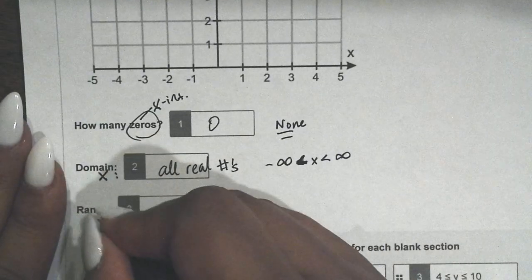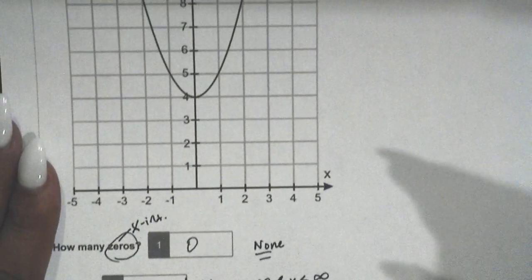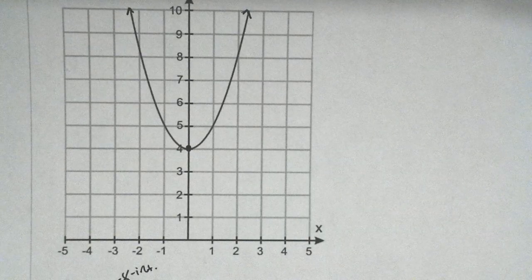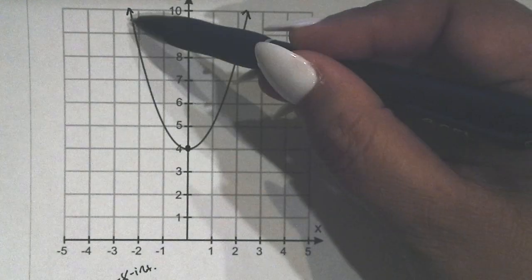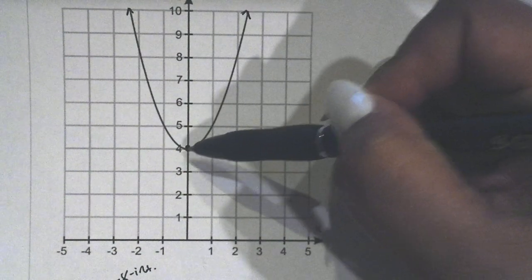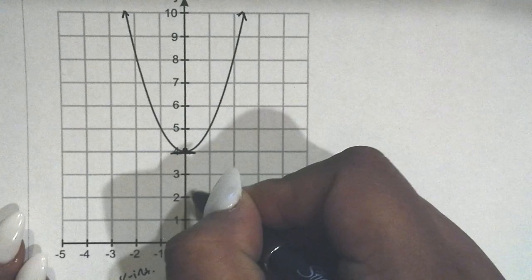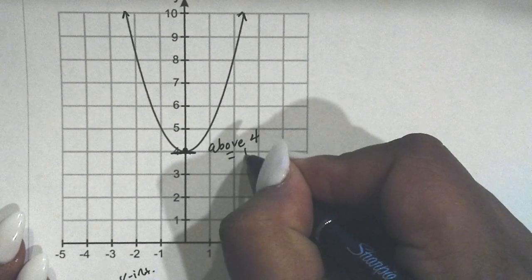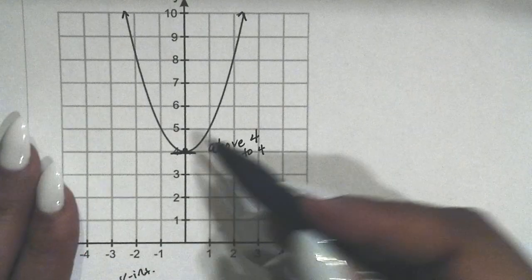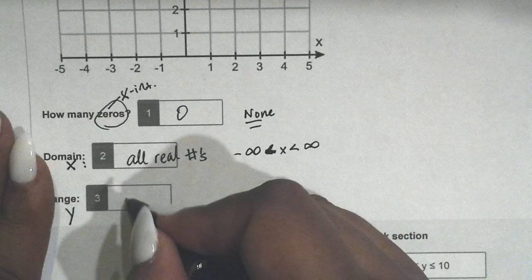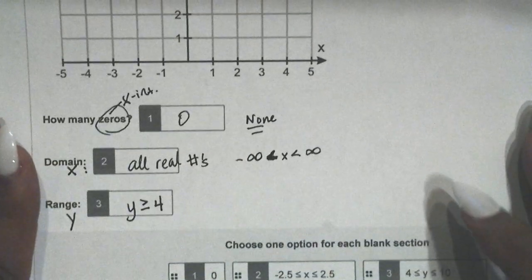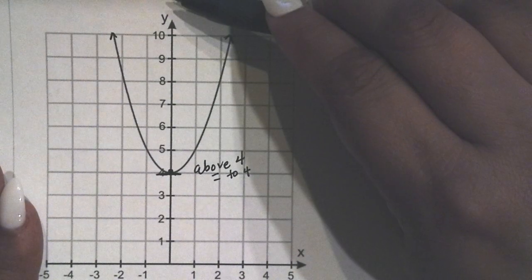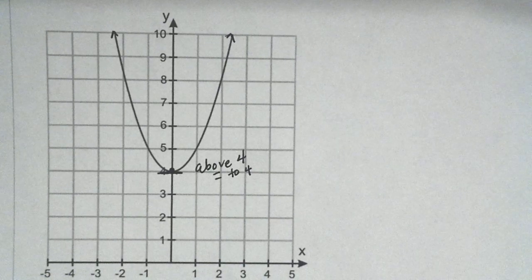Okay, now look at my range. My range is y. My range goes from bottom to top, right? So what is this vertex? Well, my vertex here is 0, 4. So how low did this graph go? It went down to 4. So is it below 4? No, my graph is above 4, and it's also equal to 4. So how do we represent that in an inequality? It's y is greater than or equal to 4. That's where my graph is. My graph covers all the y values from 4 to positive infinity.